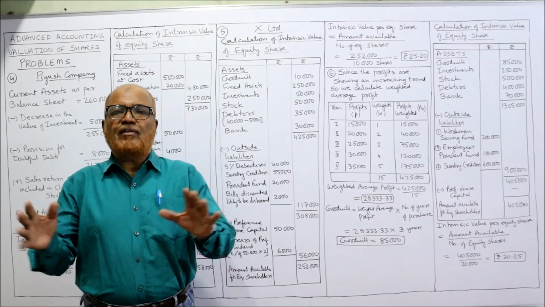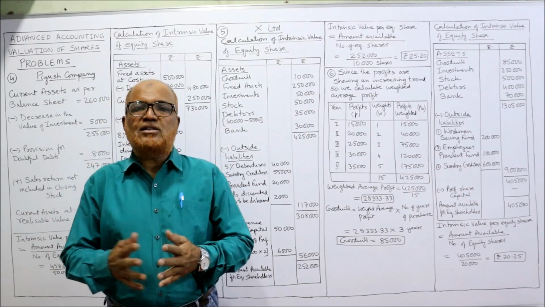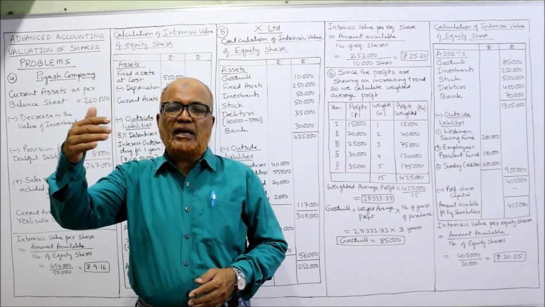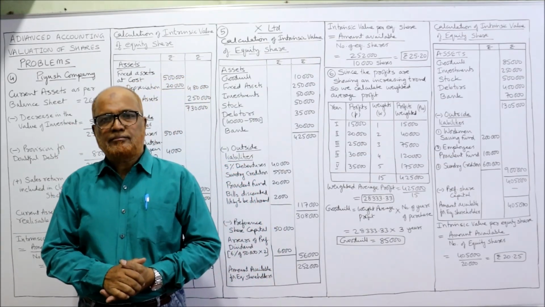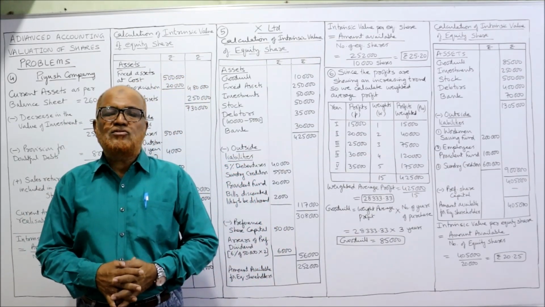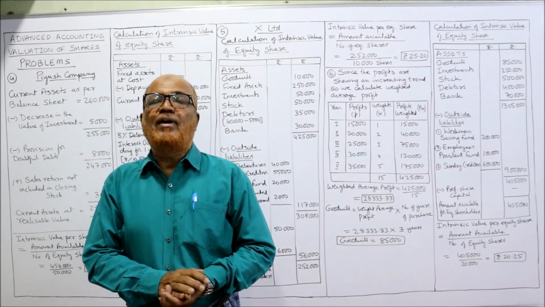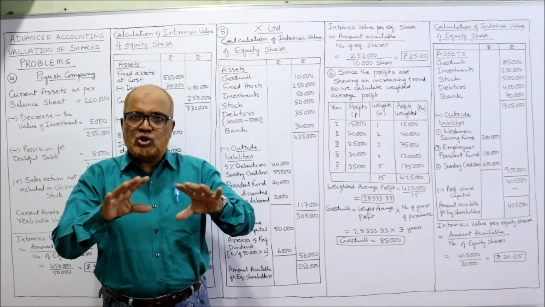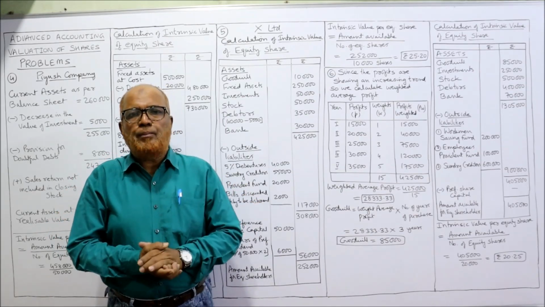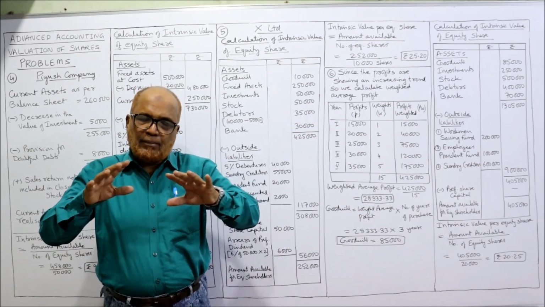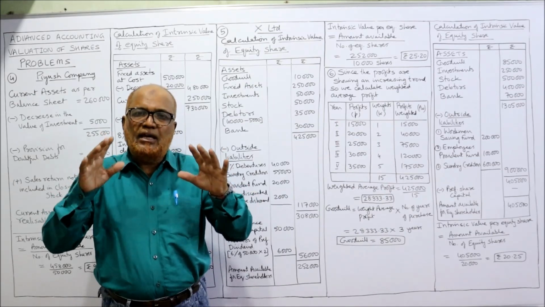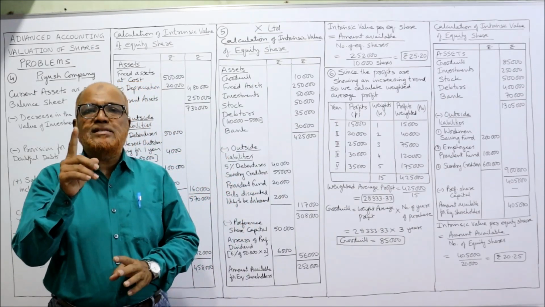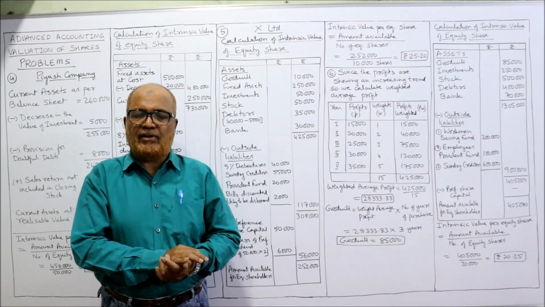The profits are given for 5 years and we can see that the profits are showing an increasing trend. So it is better to calculate weighted average, not simple average. If profits would have been fluctuating, we would have taken the simple average. But when the profits are showing an increasing trend, always better to go for weighted average.